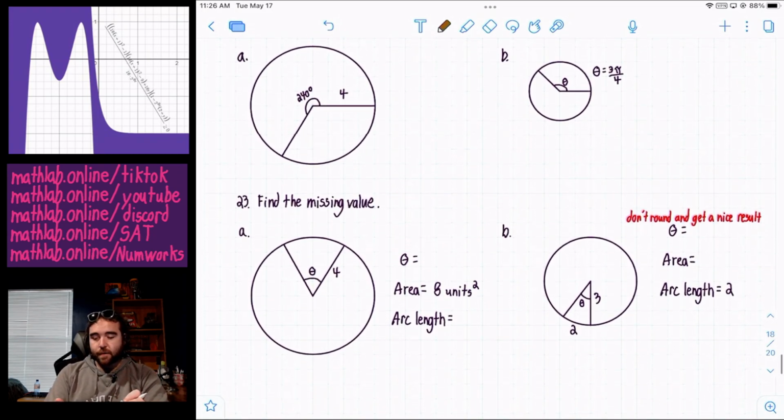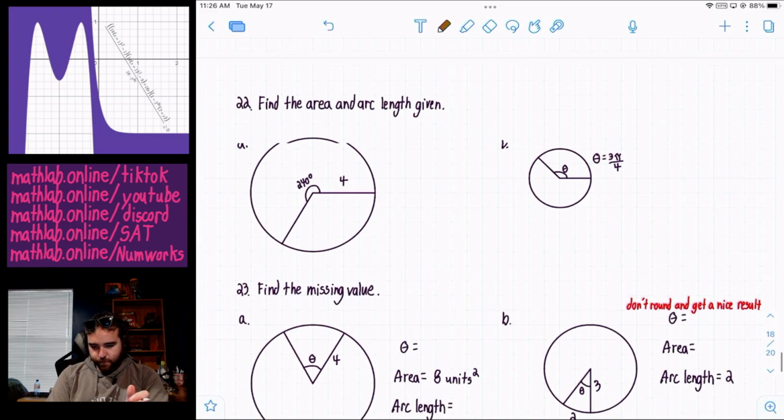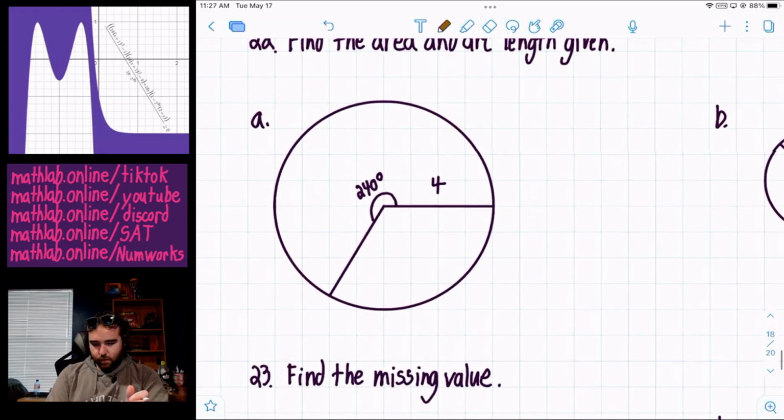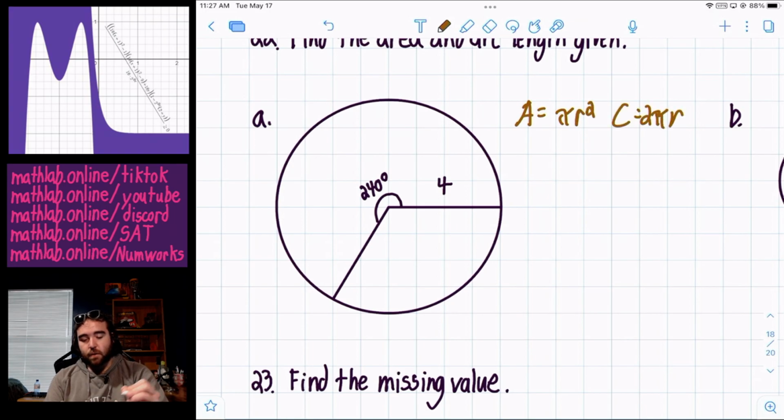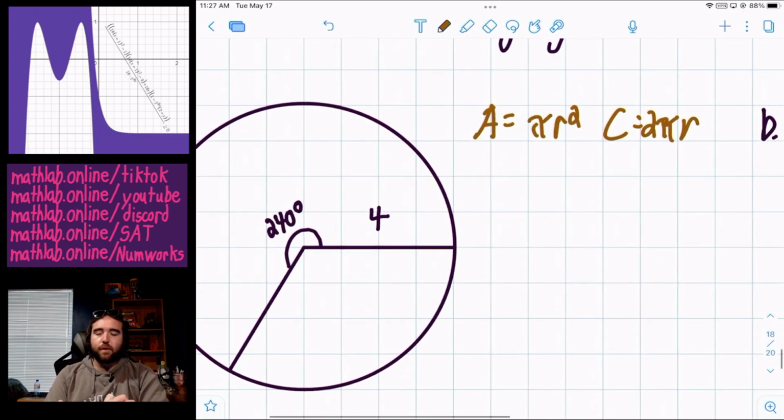Find the area and the arc length given. So the way we think about these is you first off got to know the formulas. A is pi r squared. C is 2 pi r. And we know everything. Well, no, that's the area. So let's do the area first.